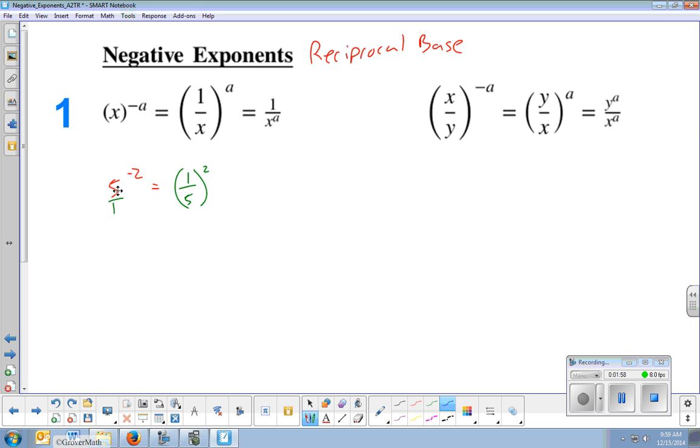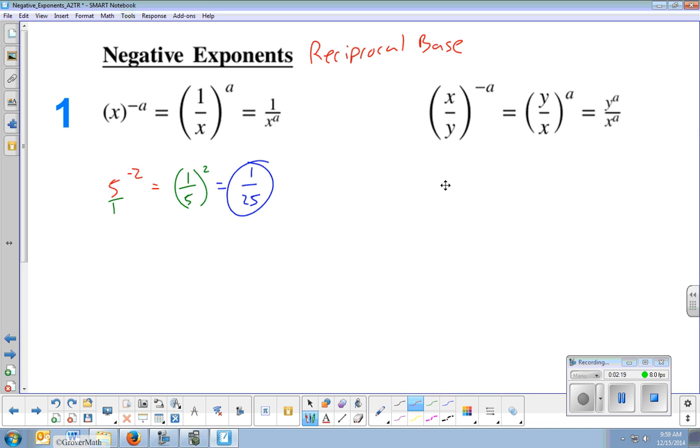So when you have a negative exponent, again, you want to reciprocal the base, and that'll make your exponent positive, and then you may need to apply that. So what is 1/5 squared? 1/5 squared is 1/25. 1 squared is 1, 5 squared is 25, and so that would be the final answer.